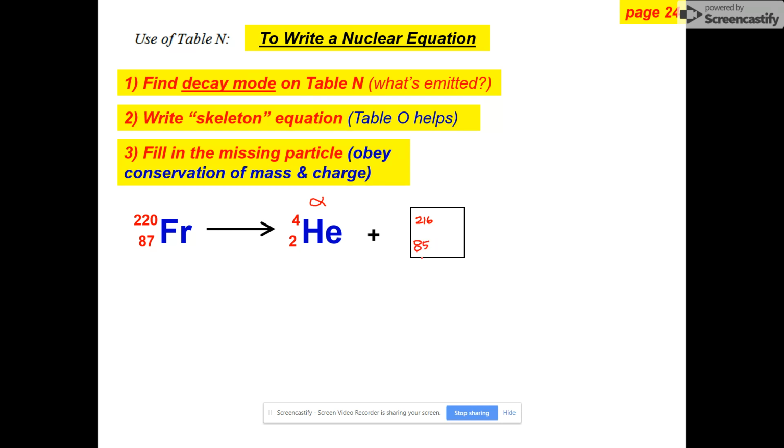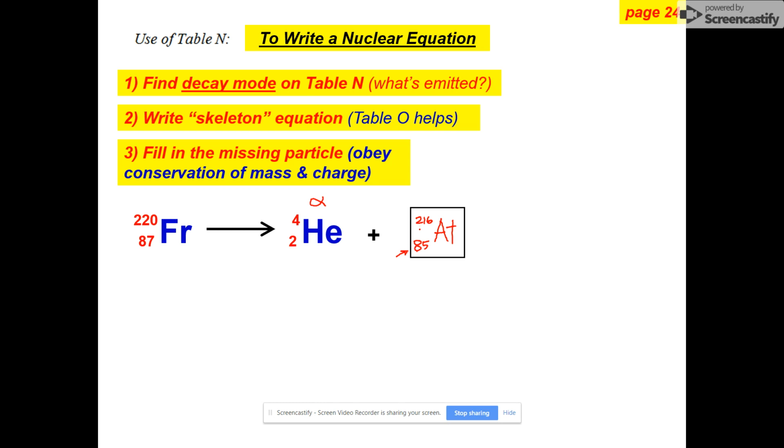Now we've got a really strong clue of what element this is. There's only one element that has 85 protons. That's astatine. This has to be astatine because only astatine has 85 protons. So when francium goes through alpha decay, it basically releases an alpha particle and turns into an atom of astatine.